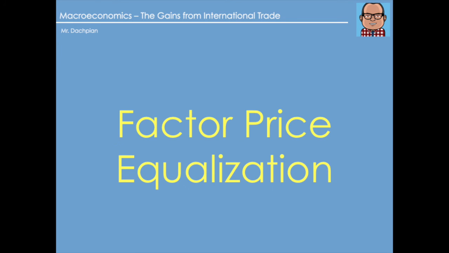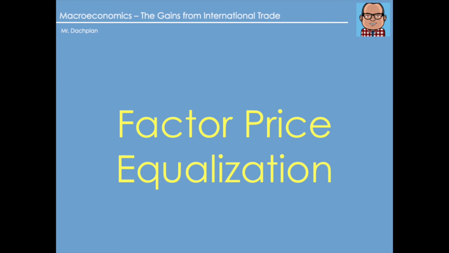Factor price equalization is the equalization of the price of labor and the price of capital across countries that are engaging in free trade. Trade tends to increase the demand for the factor that is relatively abundant in a country and decrease demand for the factor that is relatively scarce. Hence, if a country is selling a labor-intensive good to another country, the wage increases in the country with lots of labor and drops in the country with less labor.